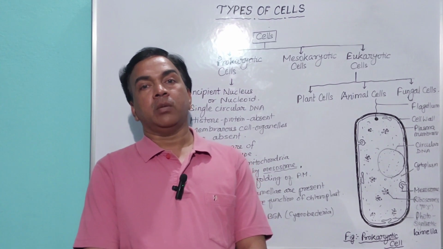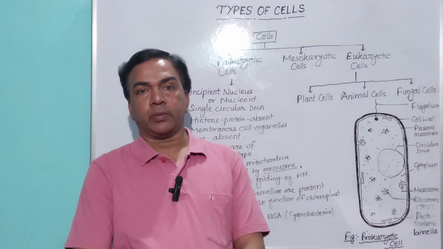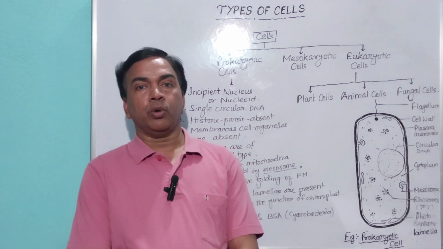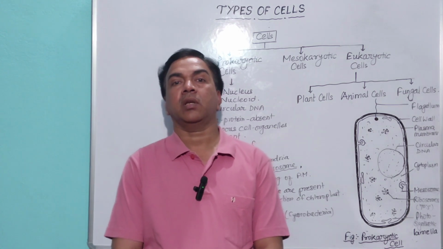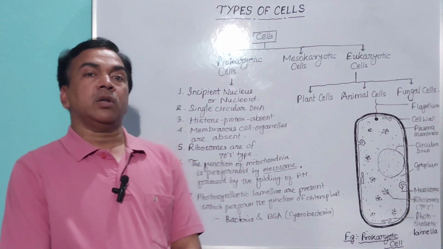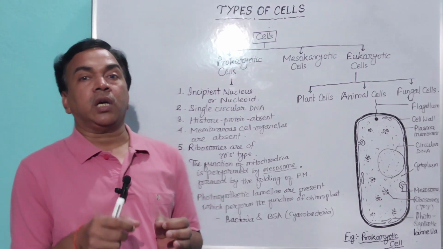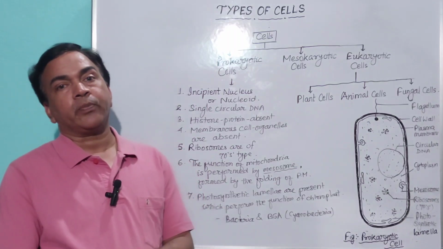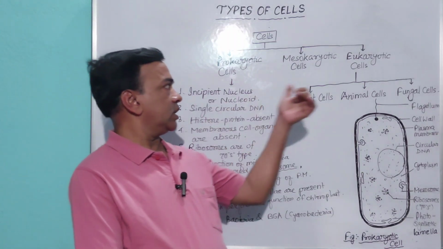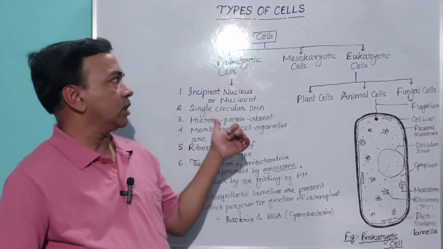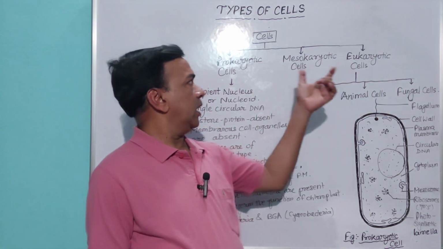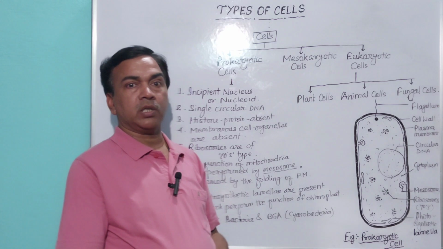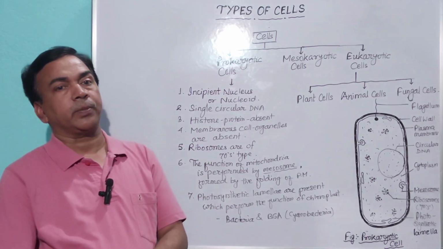Today I am going to describe different types of cells. Cells have been basically divided into prokaryotic and eukaryotic cells. But there is also a cell which contains characters in between prokaryotic and eukaryotic cells. So I shall describe three types of cells: prokaryotic cell, eukaryotic cell, and mesokaryotic cell, which contains some characters of eukaryotic cells and some characters of prokaryotic cells.